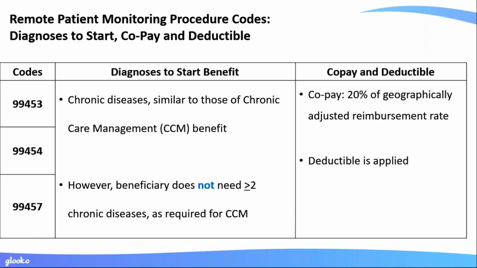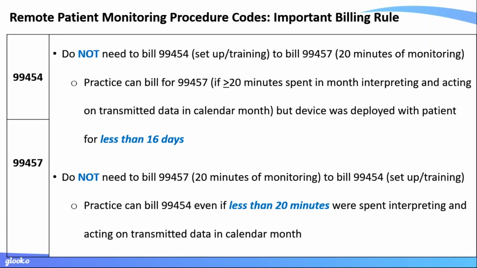Now, on these 3 codes, you can see here on the right-hand side that Martha does have a 20% copay, and that's 20% of the geographically adjusted reimbursement rate that Medicare is going to pay you. It's not the national rate. When you look up the rates, you can see the national rates and the geographically adjusted. And you're always going to be paid geographically adjusted. And she's responsible for 20%. And the deductible is going to be applied also to these codes.